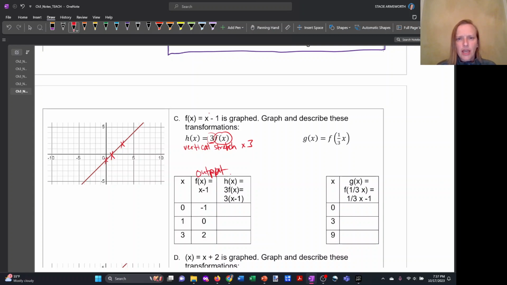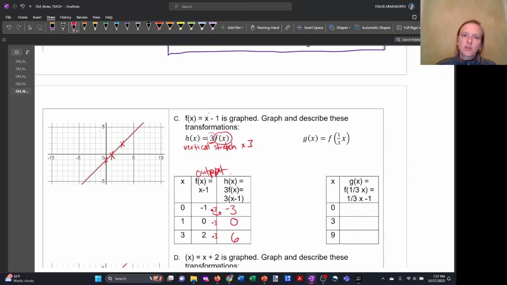So let's see what that looks like. h of x equals 3 times f of x, and the original f of x was x minus 1. So if I plug 0 in here, I get -3 as my value. If I plug 1 in here, I get 0 as my value. And if I plug 3 in, I get 6 as my value. Notice that each of those values is 3 times the original output value, because that's the transformation we did. We are multiplying the output value times 3.